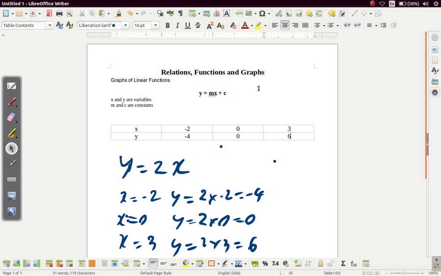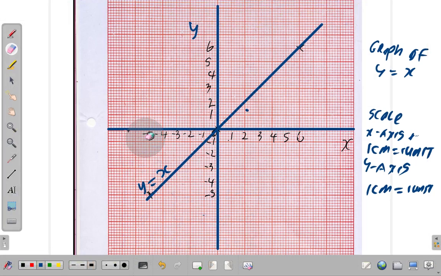So let's plot these points. -2, -4. I look at the x-axis to find where x is -2. Then I go horizontally to beside y is -4, and I identify this point.